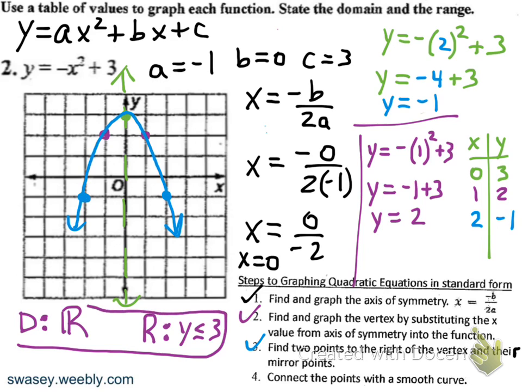So we've got our parabola, our U shape, opening down because a is negative. And the domain is all real numbers. Range is y is less than or equal to 3.